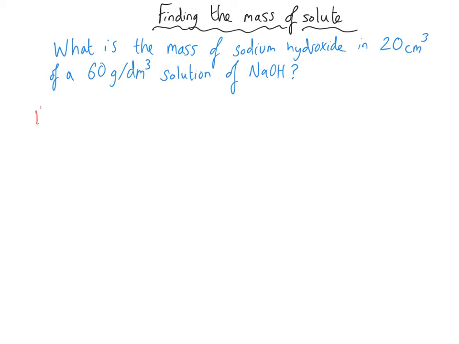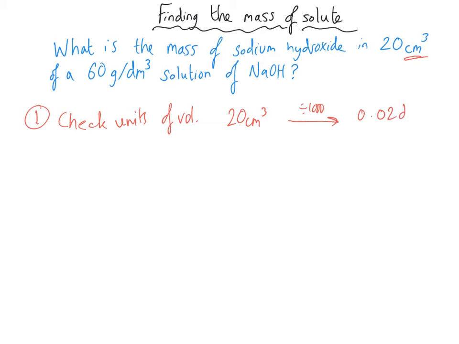So the first thing that we have to do is check the units of volume. Just like in the last example, the units are in centimetres cubed, so we need to convert 20 centimetres cubed into decimeters cubed, and we need to divide that by 1,000, so that is 0.02 cubic decimeters. And the second thing that we need to do is rearrange the equation, because on this occasion we're not being asked for concentration, we're being asked for the mass of solute.